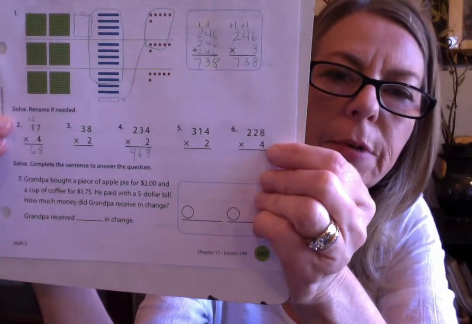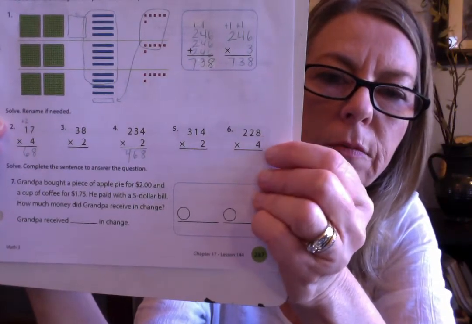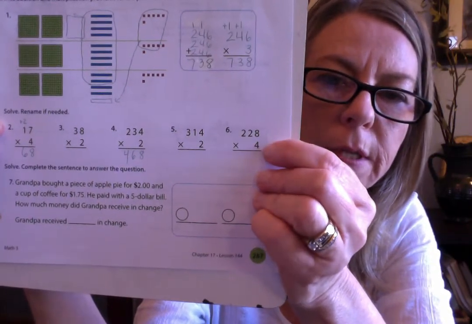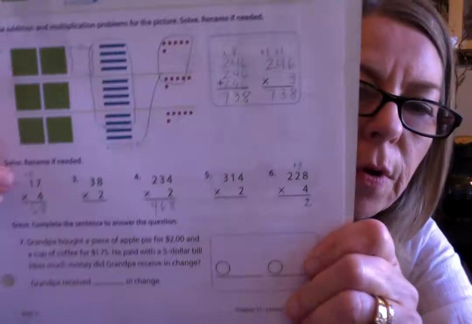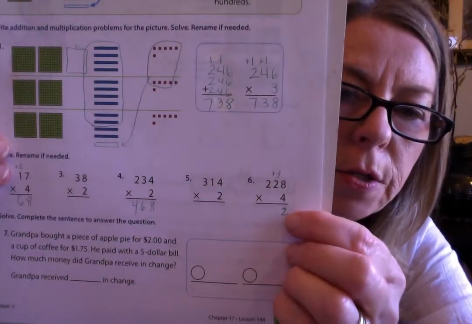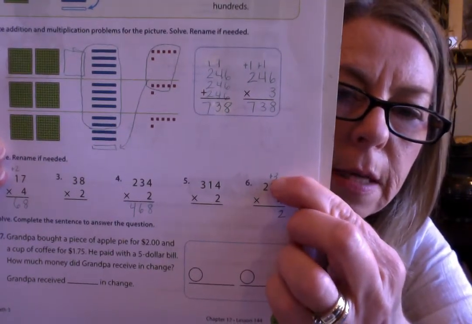Okay, so let's go down here to number 6. So we have 4 times 8. Remember, we're multiplying our ones first. 4 times 8 equals 32. Okay, so what are we going to put in our ones column? We put the 2, and we rename the 3 as our tens. So we're going to put a plus 3, okay, because 8 times 4 is 32. So we put our 2 ones here and our 3 tens up here.